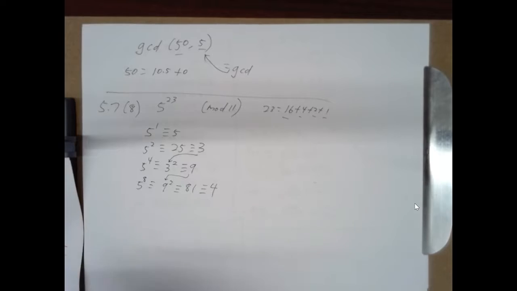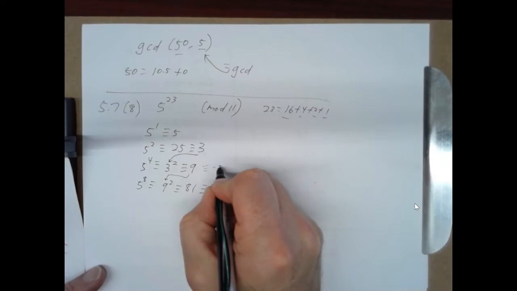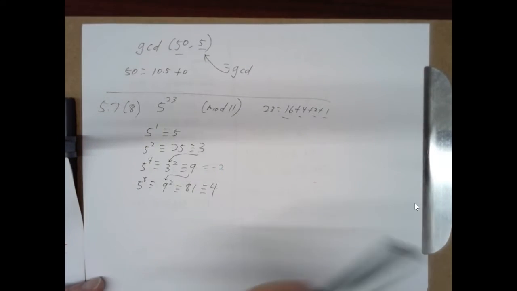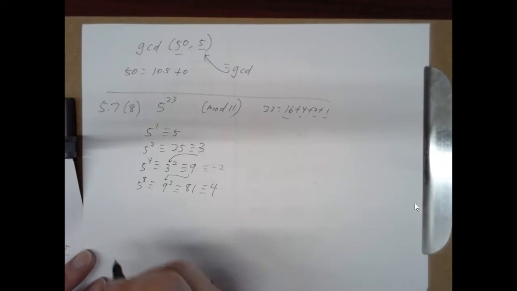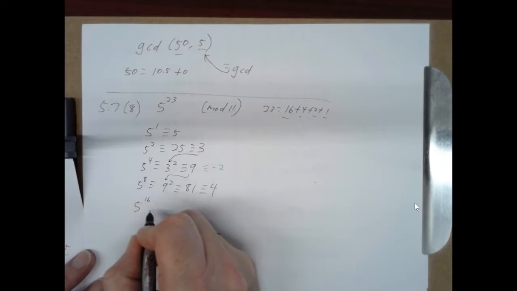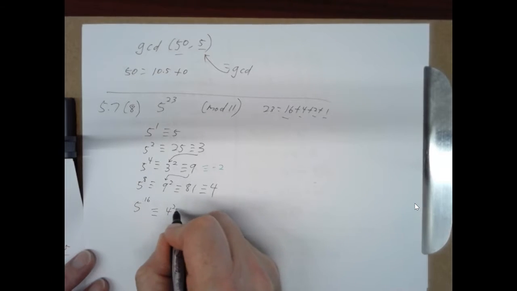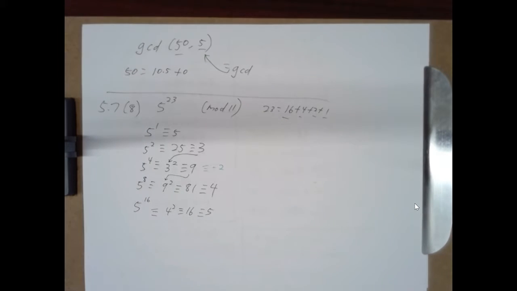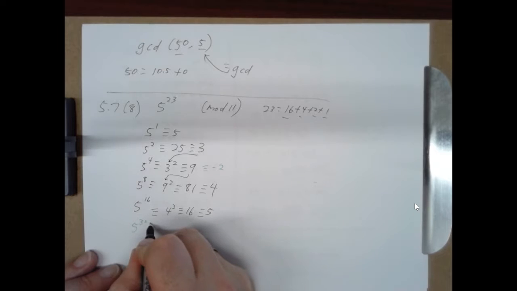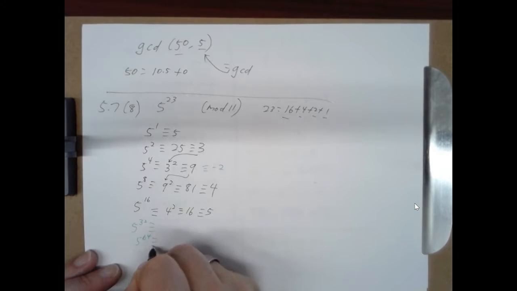And if you like, you could have also said 9 is congruent to negative 2, and then 5 to the 8th would be negative 2 squared, which is also 4. So that'll get you there a little easier. And then 5 to the 16th is 4 squared, which is 16, which is 5. And if you had to do higher powers at this point, it takes no effort. Well, it takes a little effort because you have to write all of this.